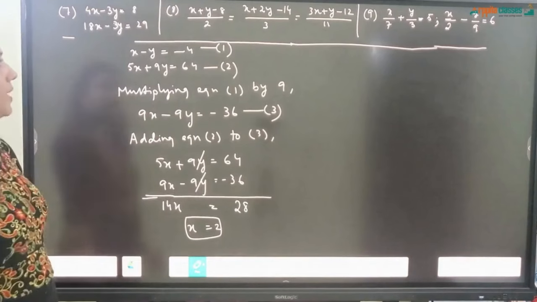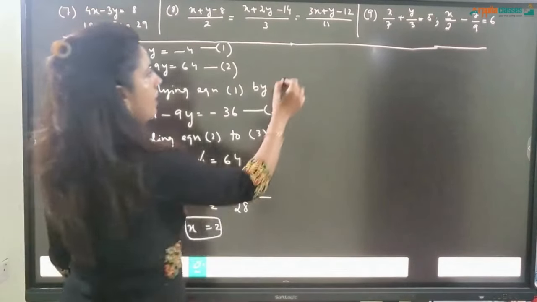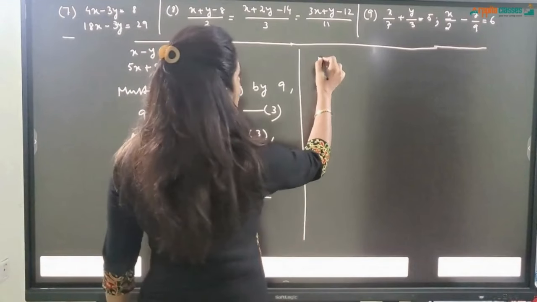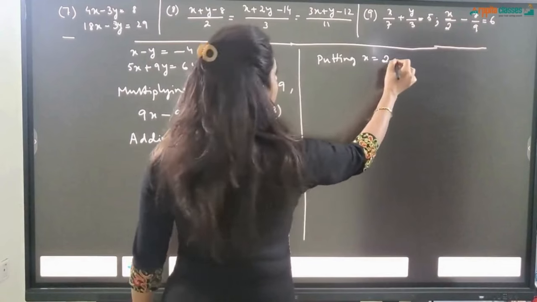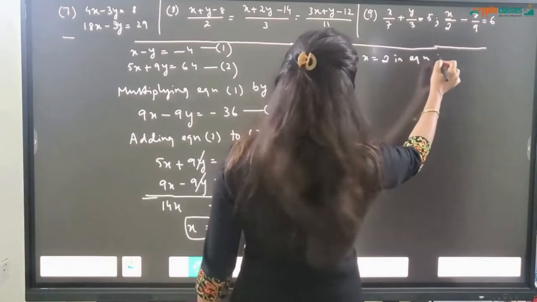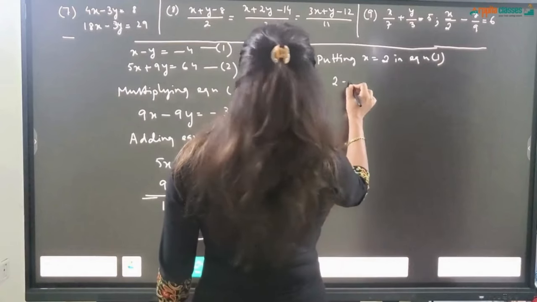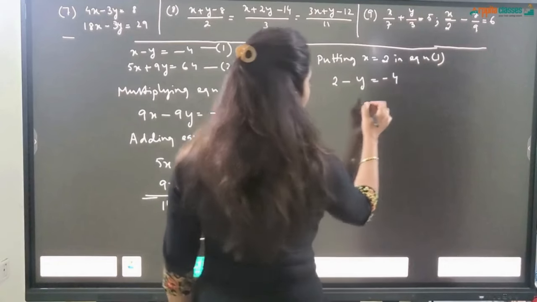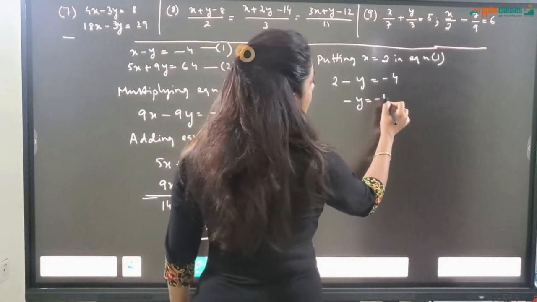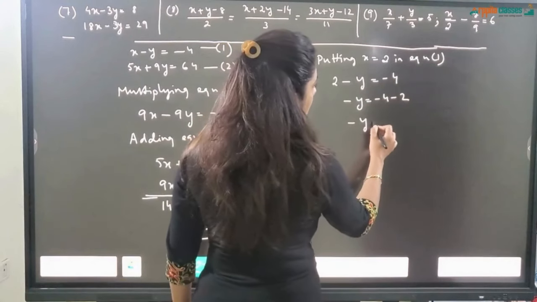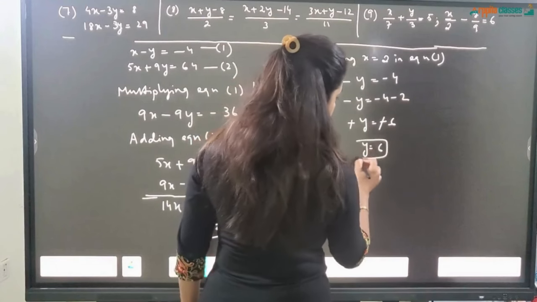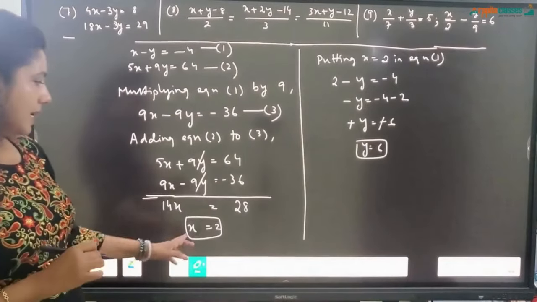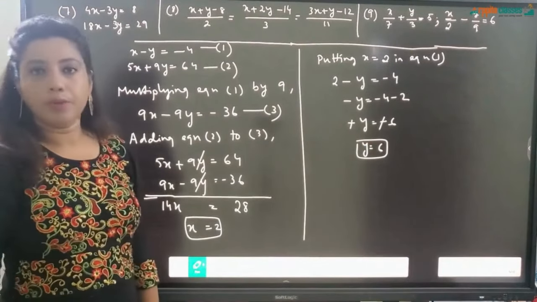Once we get the value of x as 2, we can put it in equation number 1. So putting x = 2 in equation 1, this is 2 - y = -4. Minus y is equal to -4 - 2. So minus y is -6. Minus minus cancels, y is equal to 6. So we got the value that x is equal to 2 and y is equal to 6.